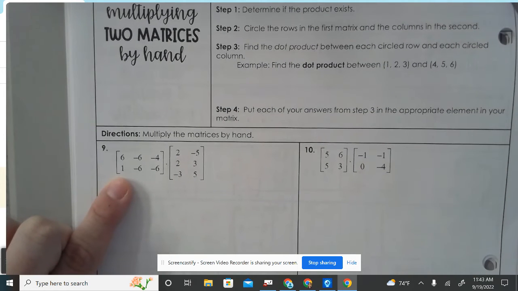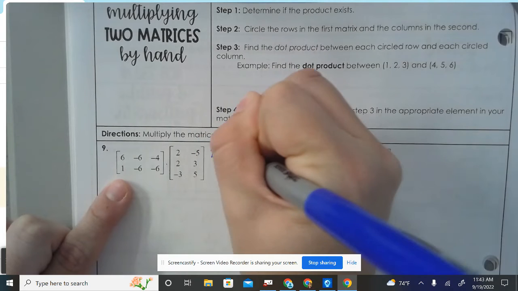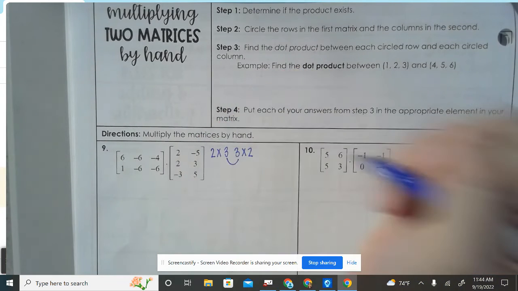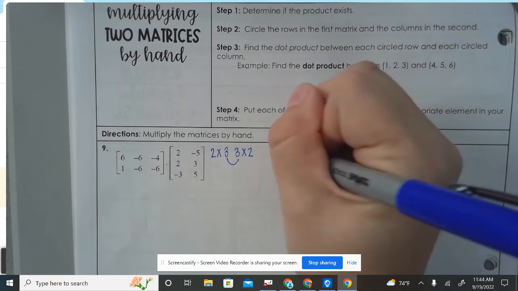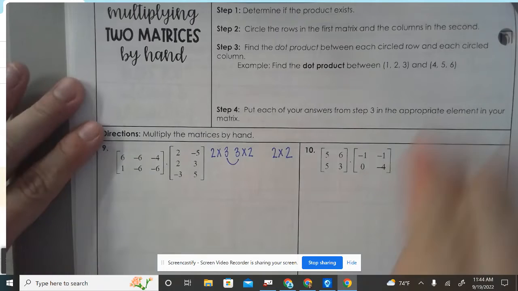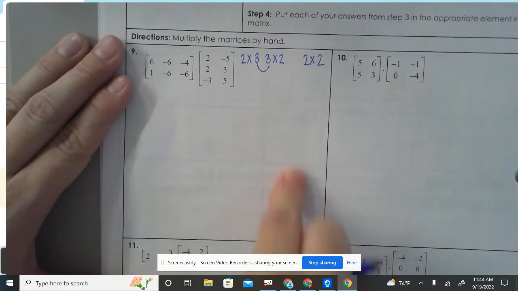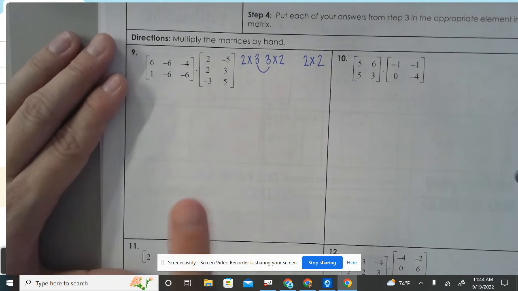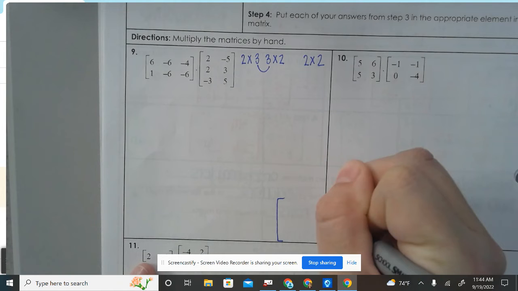So on number 9, what are the dimensions? A 2 by 3 and a 3 by 2. Does it work? Yes. What size will my answer be? 2 by 2. So let's go ahead and go to this bottom corner and make a place for our answer. You're going to have to write kind of small. You don't want to take up a ton of room because we're going to have a lot of math in these boxes.